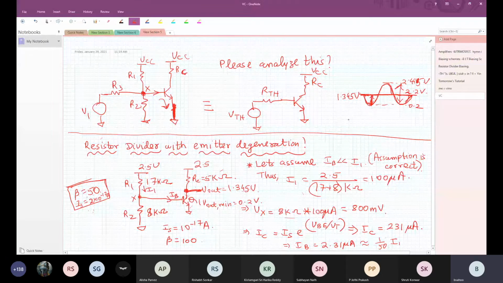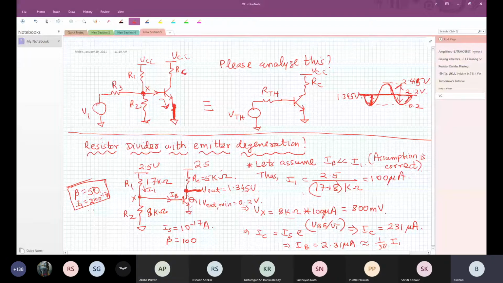No. What is the DC voltage you are getting now? 0.19 volts. It is already in saturation. That's why I made this IS a little different. It is already in saturation. It comes out of forward active mode. That's it. The amplifier is dead.